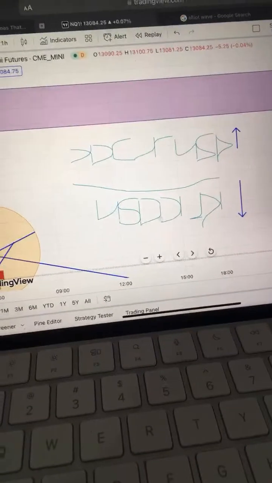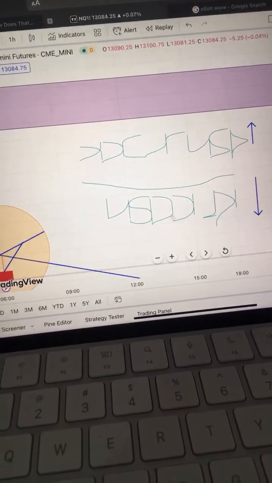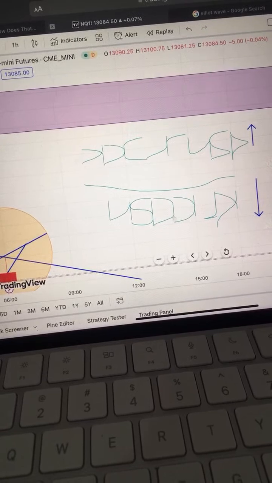So for now, I will see what will determine is my setup and this GBP/USD that I'm holding.